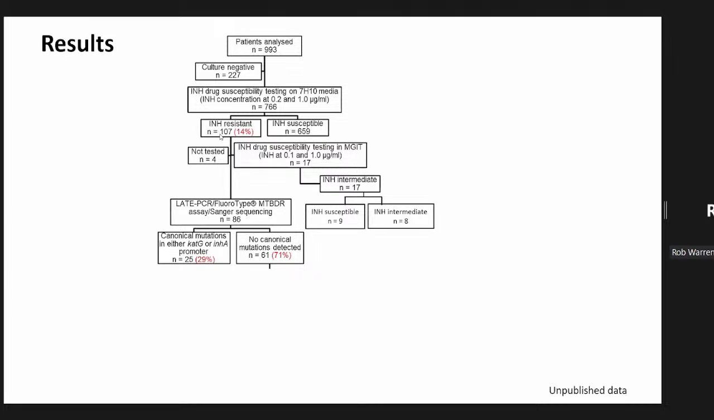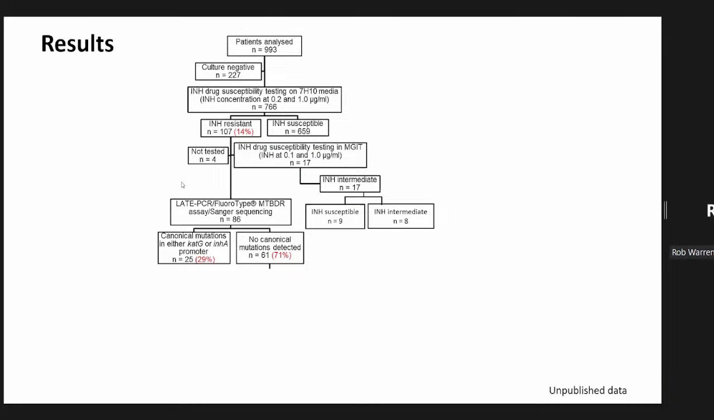What we found is that 14% of the isolates that we received, this is at baseline, were resistant to isoniazid, much, much higher than what was being observed in the drug resistance survey.